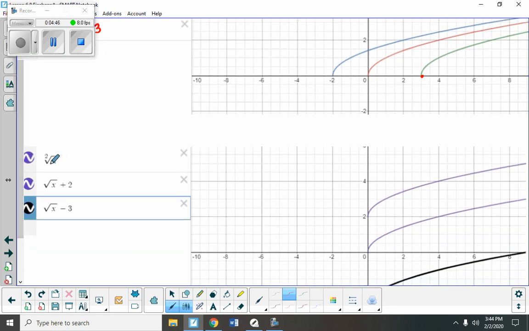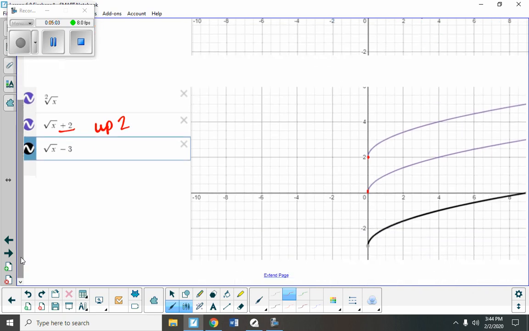Now here, again, we have the square root of x, is this right here. The next one, when I added 2, look what that did. It shifted it up 2. So this went up 2. When I subtracted 3, let me move this down, it went from (0, 0) down to 3. It went down 3.